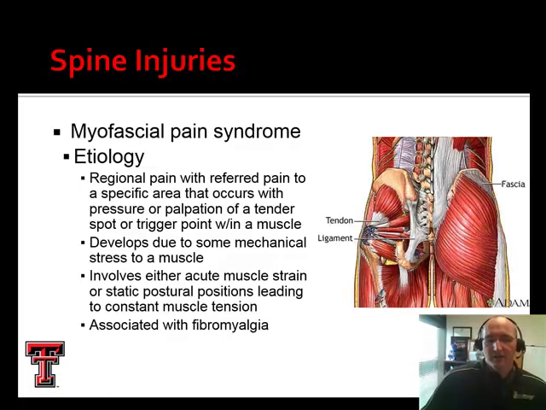Myofascial pain syndrome. This occurs when we develop mechanical stressors to the muscles, and we end up with trigger points in the fascia itself. This could include muscle strain, but it also involves postural abnormalities that make the likelihood of strain more likely. Okay.